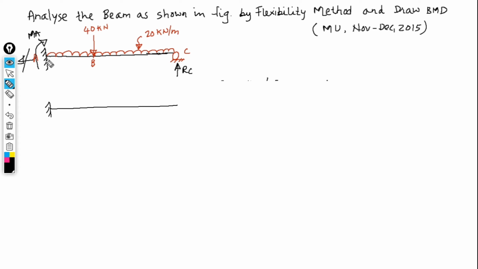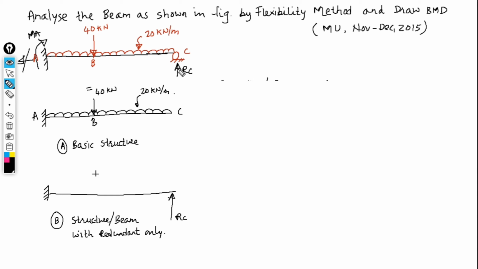So you have your choice of making basic structure as a cantilever beam or a simply supported beam. So when you remove RC, the basic structure will be a cantilever. When you remove moment at A, the basic structure will be simply supported beam. In this problem I will remove RC. So when I remove RC, my basic structure will be a cantilever structure, and you see the original structure is divided into basic structure plus structure with redundant.